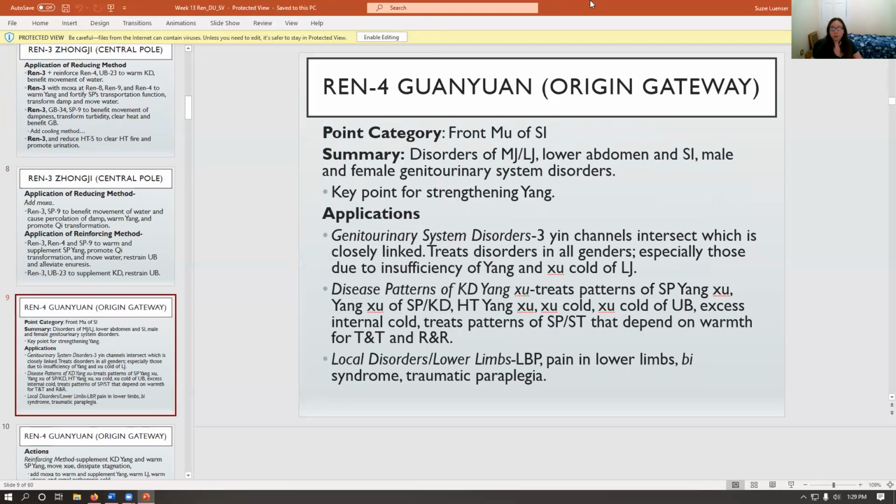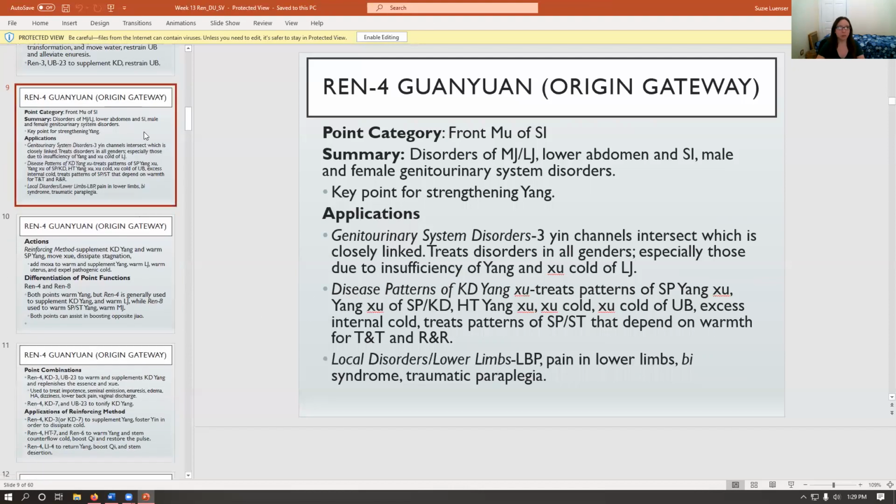Next up is Ren 4, another important point, front mu point of the small intestine, used for disorders of both the middle jiao and the lower jiao, used for lower abdomen disorders, genitourinary system disorders. It is a key point, it even says here in the note, key point for strengthening yang. This is an important yang strengthening point. You can definitely see Ren 4 added on to a lot of point combinations when you are trying to nourish the yang, to tonify the yang.